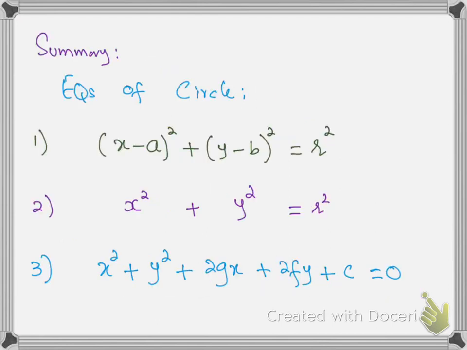Equations of circle summary. There are 3 equations. This is the equation of a circle in completed square form with center at (a, b) and radius r. This is the equation of a circle with center at (0, 0) and radius r, and this is the expanded form of the equation of the circle with center at (minus g, minus f), and radius is the square root of g square plus f square minus c.